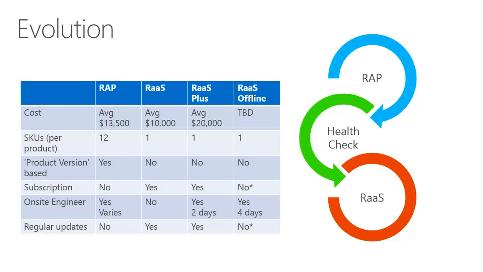OCS came along 2007-ish. For whatever reason, we didn't have a RAP. We had a health check. Same thing, exactly the same thing. We'd send an engineer to site. We'd capture the same performance and event logs. We called it a health check. OCS R2 had one, and Lync 2010 had a health check.